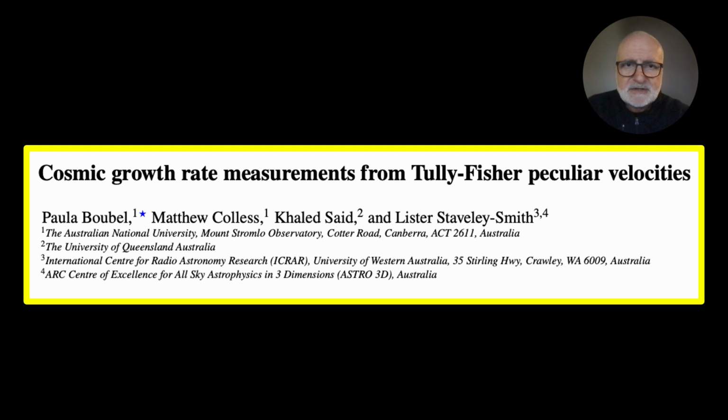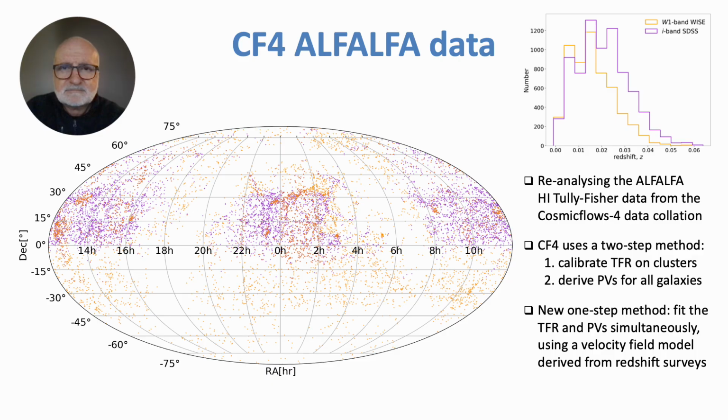Complementary to these new peculiar velocities based on fundamental plane distances for early type galaxies, we've also reanalyzed the peculiar velocities derived from Tully-Fisher distances for the late type galaxies in the Cosmic Flows 4 data compilation. This reanalysis of the ALFALFA HI data in Cosmic Flows 4 uses a new one-step method for estimating Tully-Fisher distances, whereas the traditional method first calibrates the Tully-Fisher relation on galaxies and clusters and then derives distances for the rest of the sample from this calibrated relation.